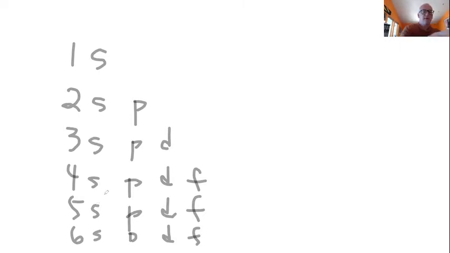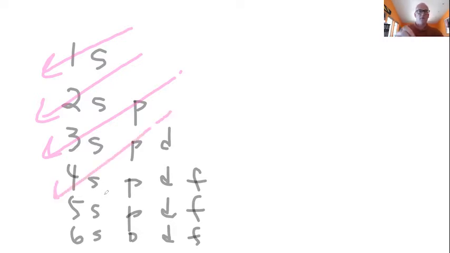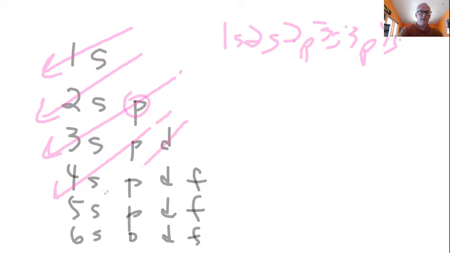So then 1s, 2s, 2p, 3s, 3p, 4s. So let's go 1s, 2s, and then 2p, 3s. And then we come around again, 3p, 4s. Then we come around again, 3d, 3p, whoops, wait a minute, 4p, 5s.